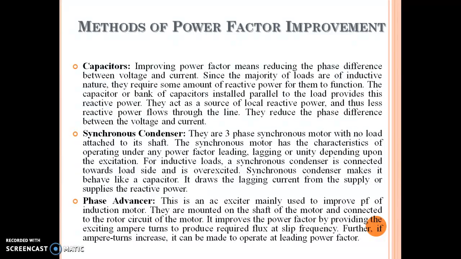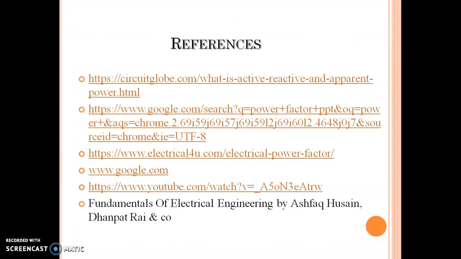They are mounted on the shaft of the motor and connected to the rotor circuit of the motor. It improves the power factor by providing the exciting ampere turns to produce the required flux at slip frequency. Further, if the armature turns increase, it can be made to operate at leading power factor.